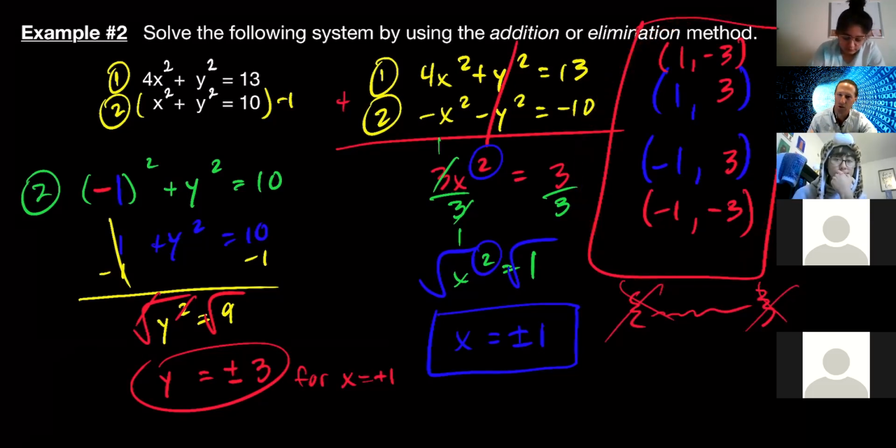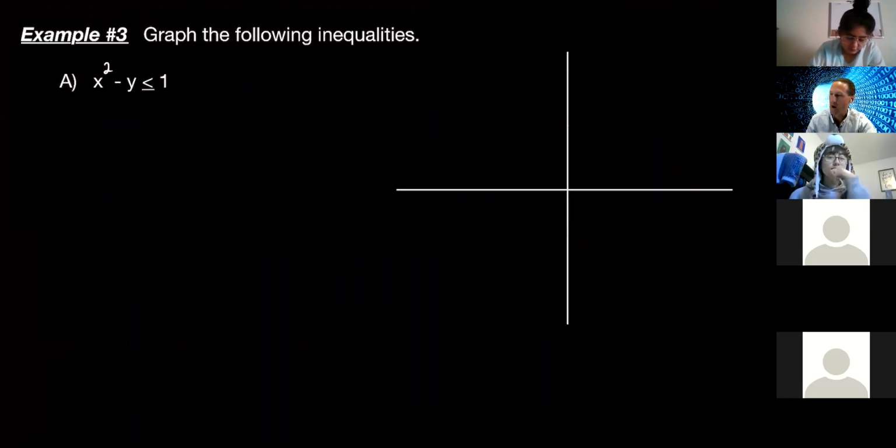Okay, so I did want to show you one with substitution, one with elimination, just to make sure. And then let's make sure that we know how to graph these things as well. All right, and then that'll be it for those. Almost done. How do we graph?